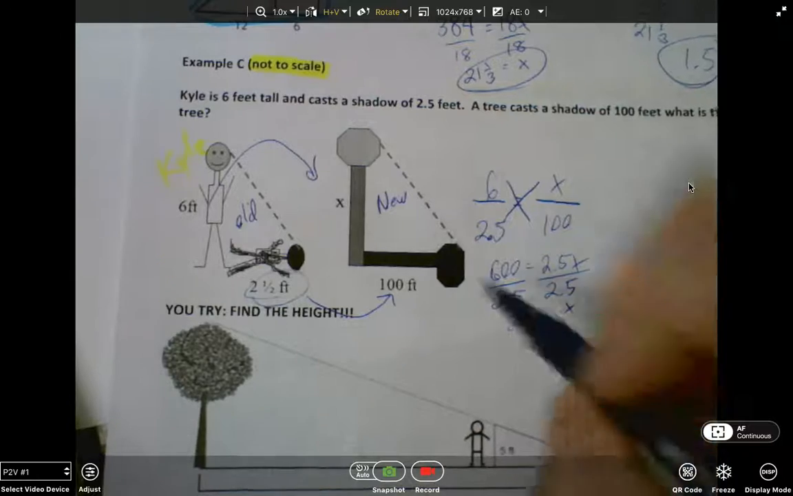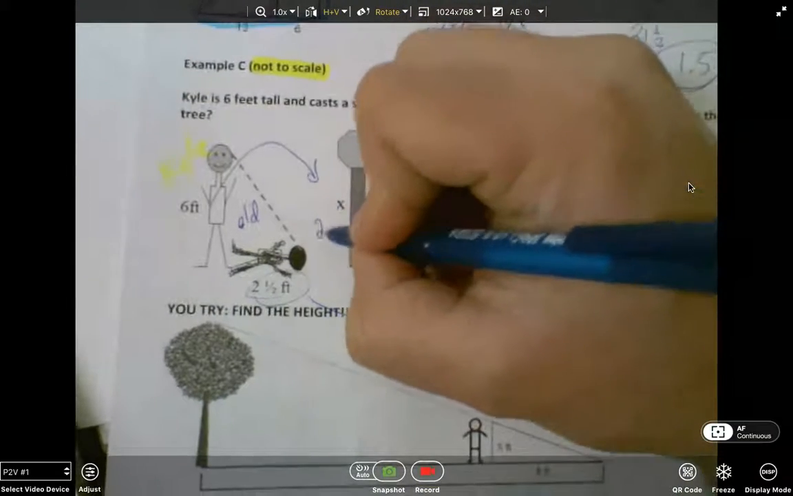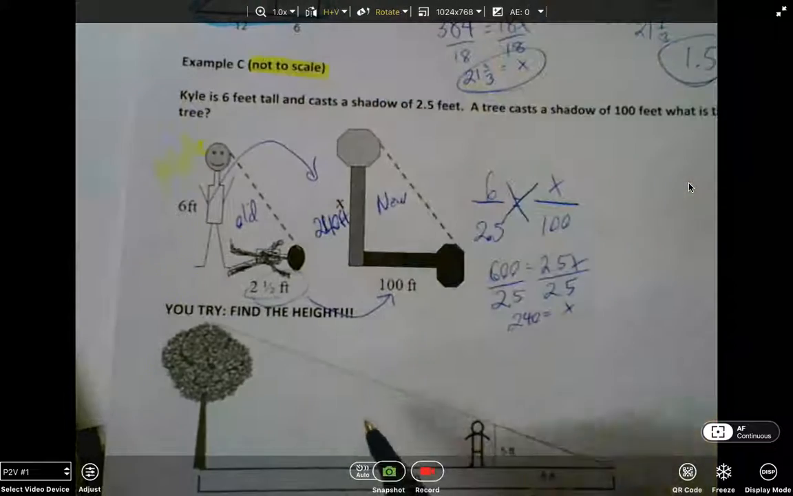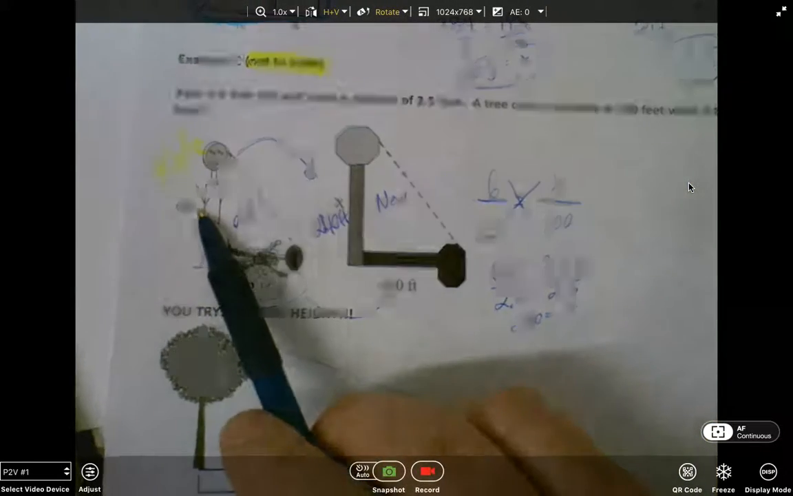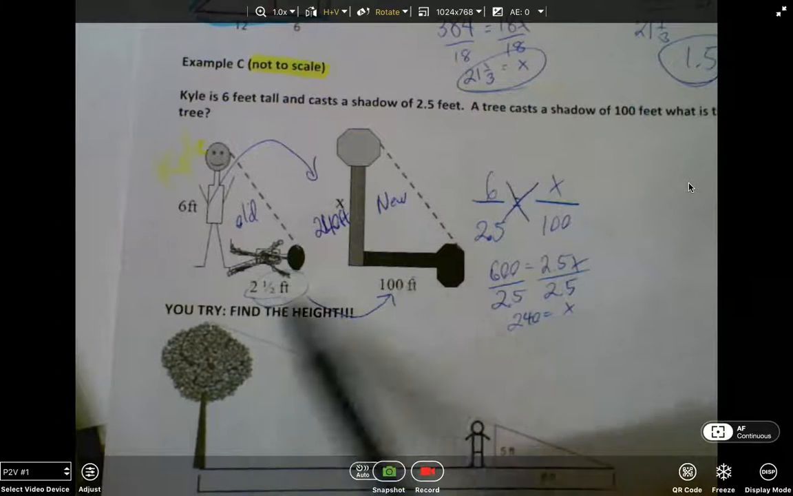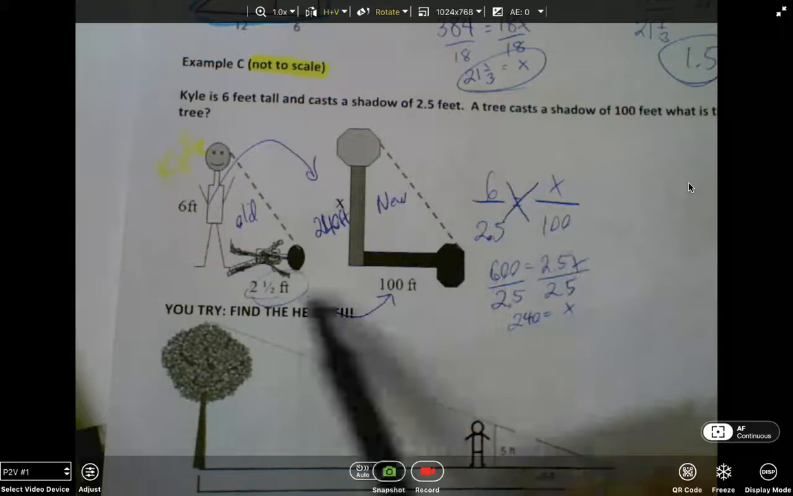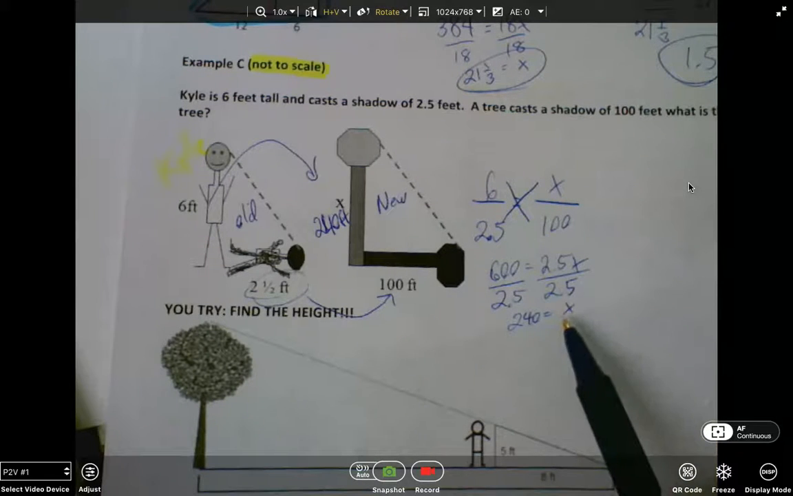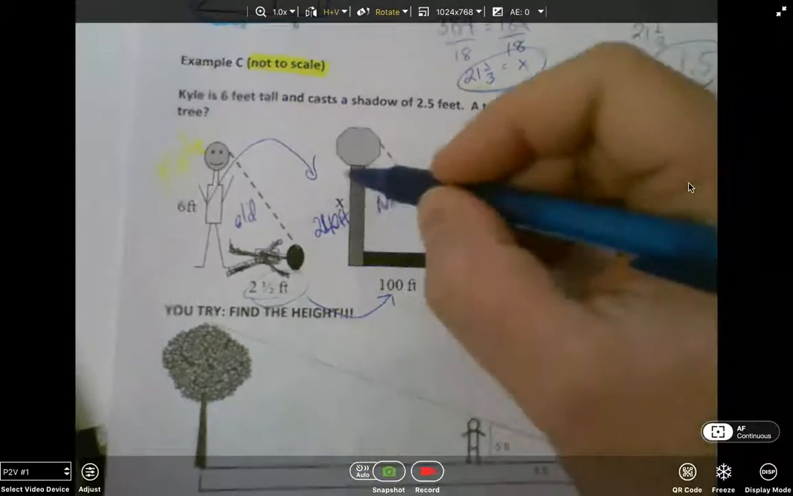So the height of this tree is 240 feet. So make sure you copy that in there. So again, 6 goes to the x, the height of the tree and the height of Kyle, and the 2.5 goes to the shadow of the tree. And then you cross multiply and divide, and you get 240 feet is the height of this tree.